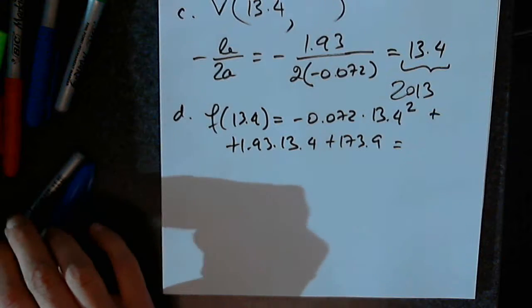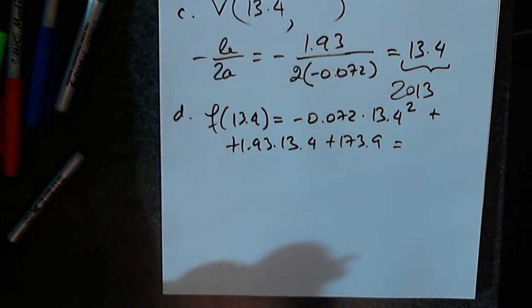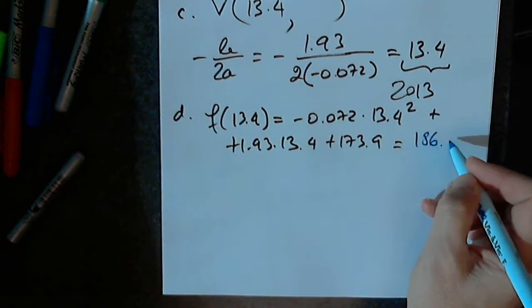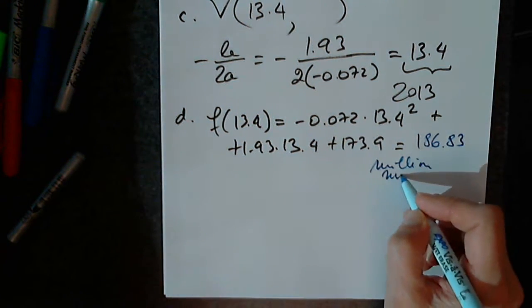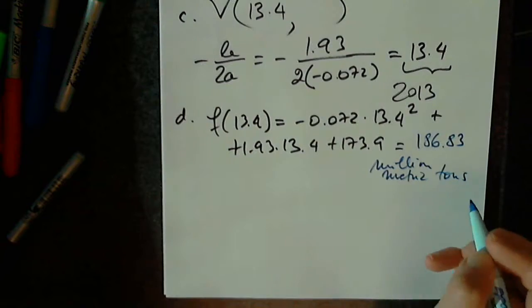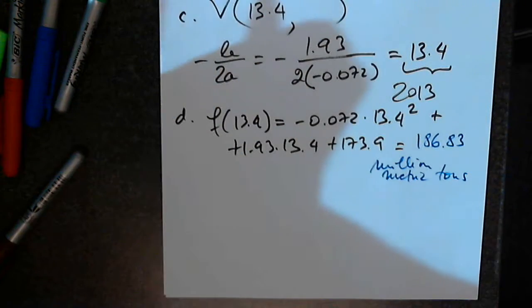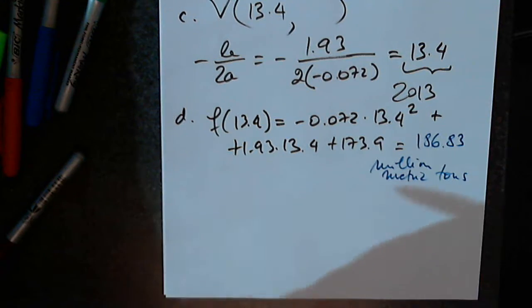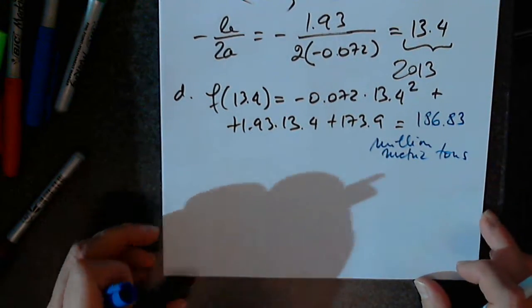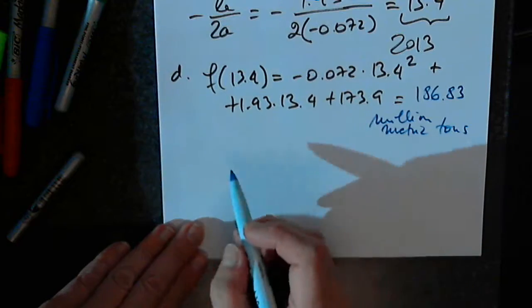Yeah, 186.8. How much? 186.83 million metric tons. Remember the measurement unit, extremely important. Okay, very good. So the last thing we need to do is look at the other possibility.